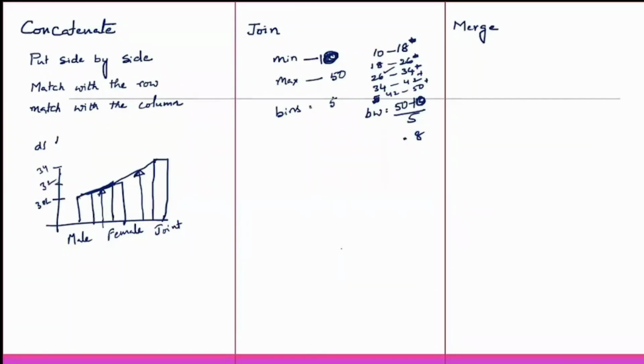And based on that, you can say how many observations are there between 10 and 18, how many are between 18 and 26, and so on. So that is what the bins and the bin width are.